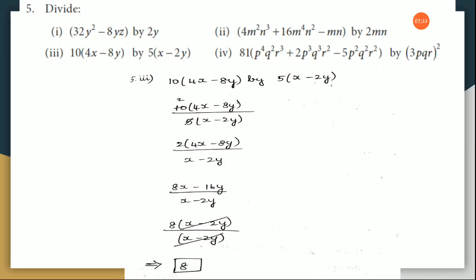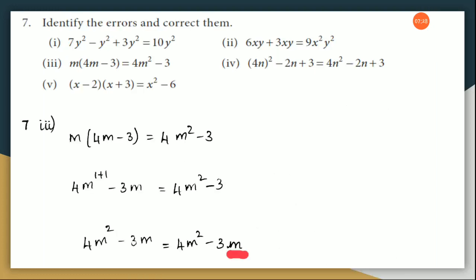Okay? So, again go through this sum and sit and solve it in your class book. Okay? Next. 7th one. Identify the errors and correct them. There is an expression given. We are going to check what is the error inside it. Okay. 7th one, third subdivision. Let us solve. m into 4m minus 3 is equal to 4m square minus 3. They have given this expression and something is wrong there. We are going to spot that and write the correct expression.